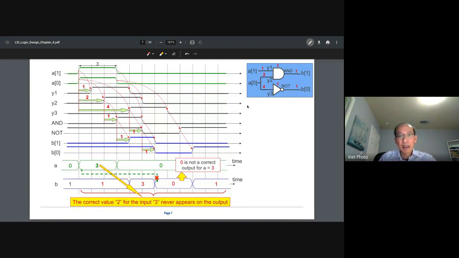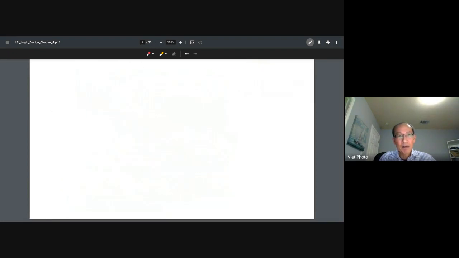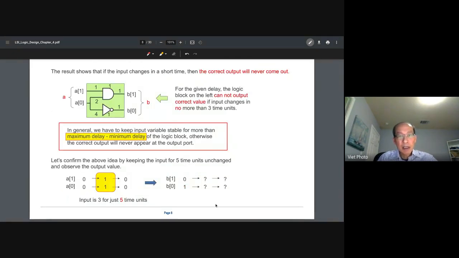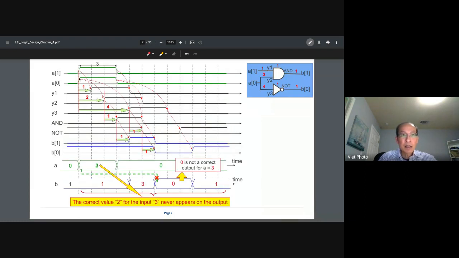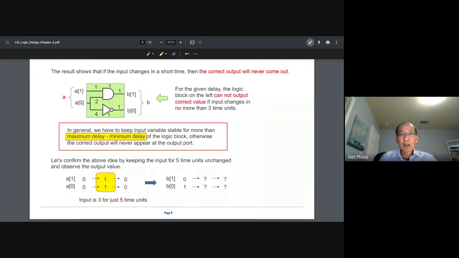Yeah, there's a circuit here. You can look at that and check, and you see that no value goes out as 2. That means the circuit doesn't function correctly. Why? The reason is that the input can change anytime. You see that the input can change here after 3 units, after 4 or 5 units, it can change anytime.